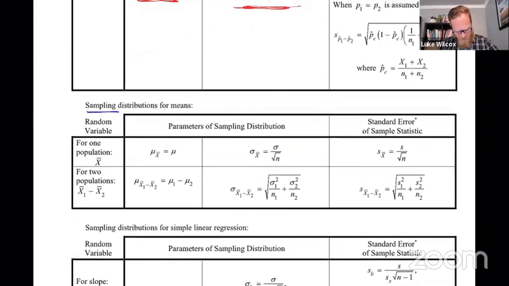Now, once again, a lot of formulas there, but the nice thing is that on your formula sheet here, the next thing you see is sampling distributions for means. If you have one sample, there are your formulas. If you have two samples, there are your formulas there.